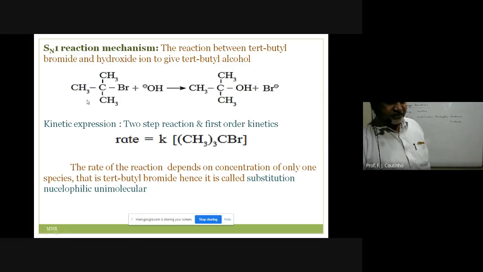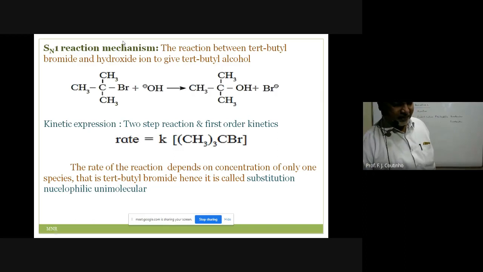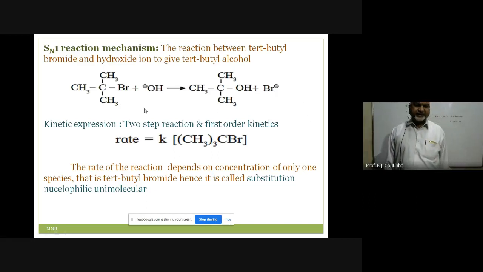Now, this is a tertiary. In SN1, we take a bulkier alkyl halide, a tertiary alkyl halide, I would say. In SN2, we take a primary alkyl halide, that is methyl bromide. Now, here tertiary butyl bromide is treated with OH minus, and OH replaces Br, and you get tertiary butyl alcohol and Br minus.